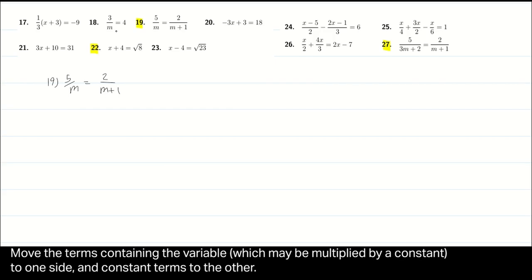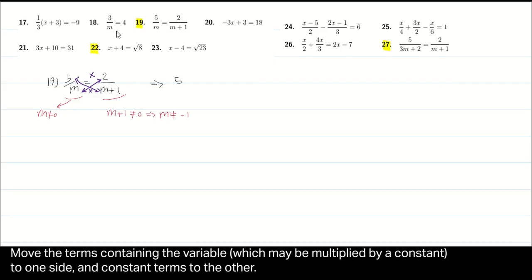But before actually we proceed with that, we have to make sure that the denominator is not equal to 0. So that means looking at the left-hand side, denominator is m, so m can't be equal to 0. And looking at the right-hand side, m plus 1 can't be equal to 0 as well, which means m shouldn't be equal to negative 1. Now we can proceed with the cross multiplication. So we have to multiply 2 and m in here, and we have to multiply 5 and m plus 1 in here, and we set them equal to each other.